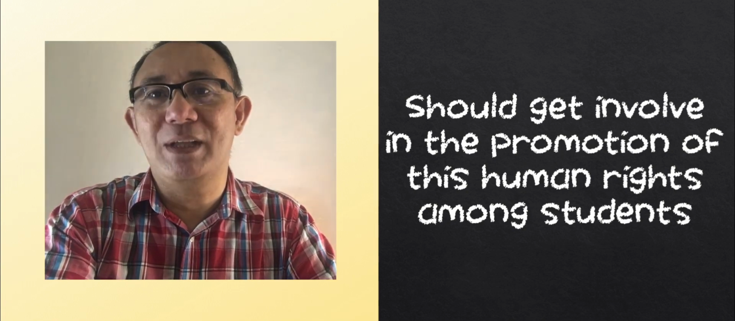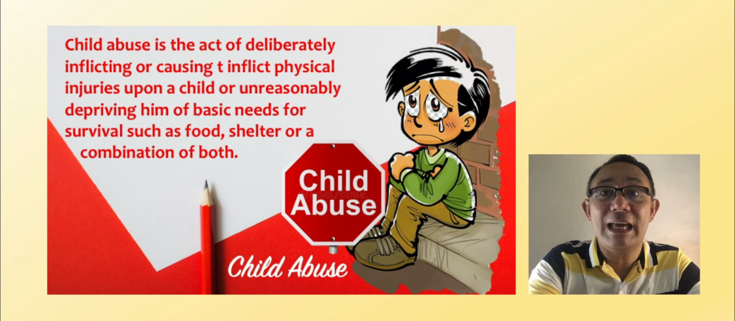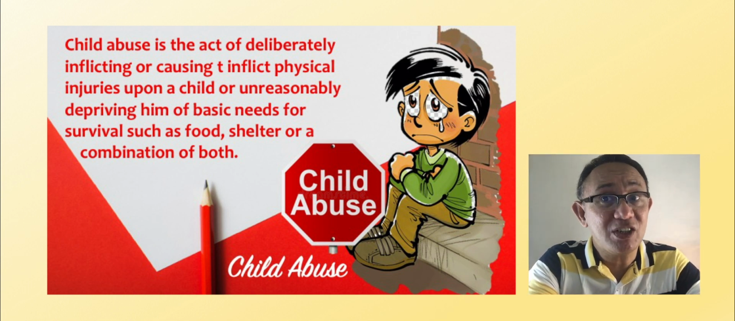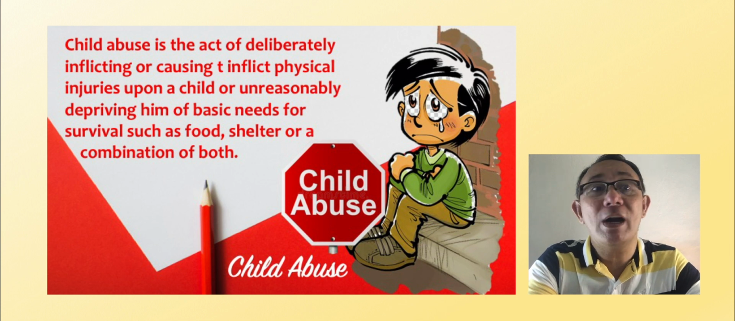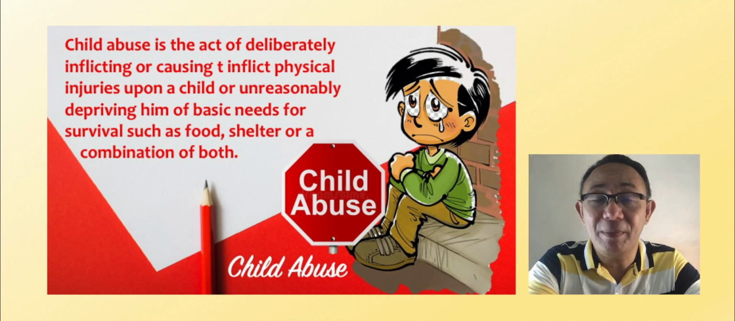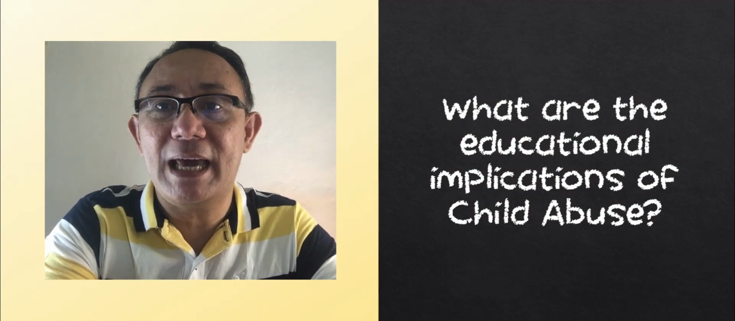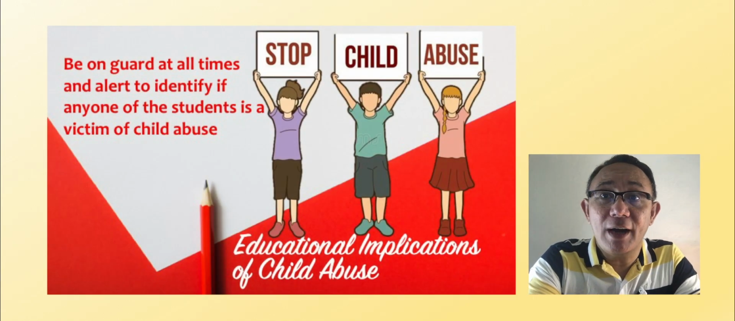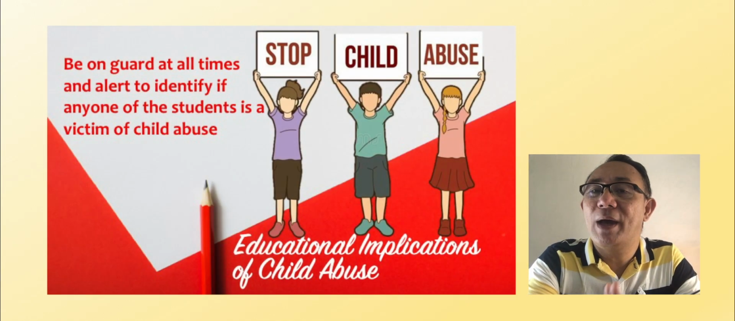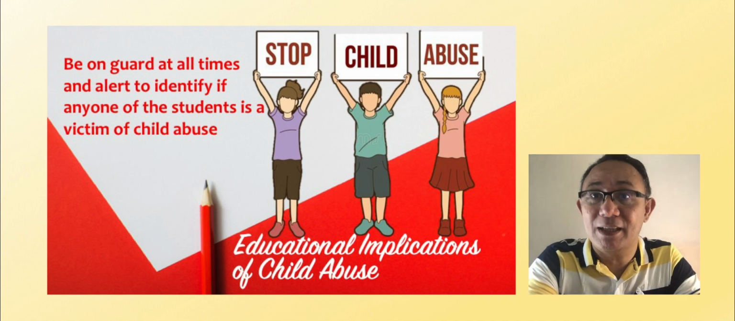Now, we have to say here that child abuse is the act of deliberately inflicting or causing physical injuries upon a child or unreasonably depriving him of basic needs for survival like food, shelter, or a combination of both. Now, may we ask, what are the educational implications of child abuse? First, be on guard at all times and be alert to identify if anyone of your students is a victim of child abuse.